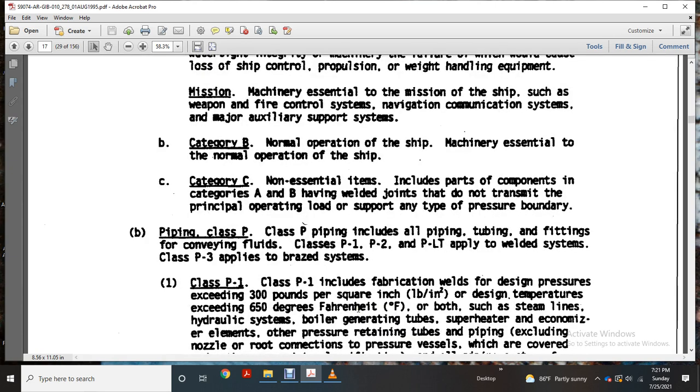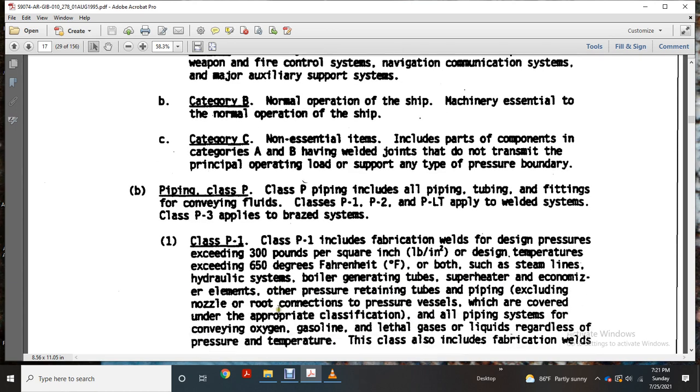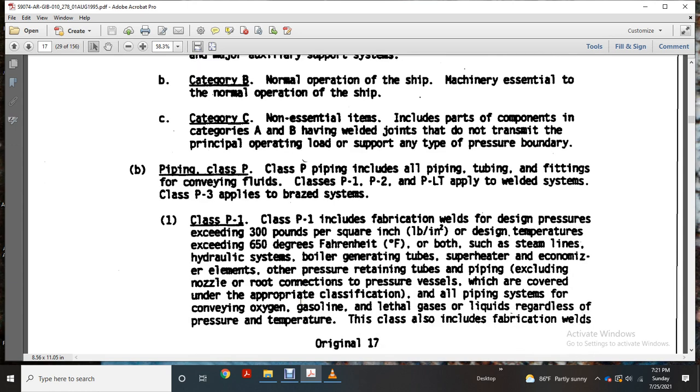Piping Class P. Class P piping includes all piping, tubing, and fittings for conveying fluids of the class. P1, P2, and PLT apply with the welding system. Class P3 applies with the brazing system. Class P1 includes the fabrication welds of design pressure exceeding 300 pounds per square inch, design temperature exceeding 600 degrees Fahrenheit, or both, a steam line with hydraulic system, boiler, generator tube, superheater, economizer, elements of the pressure retaining tube of the piping, excluding nozzle root connection, pressure vessels which are covered under the appropriate classification, and all piping systems conveying oxygen, gasoline, and lethal gas or liquid, regardless of the pressure and temperature. This is classified as fabrication welds.